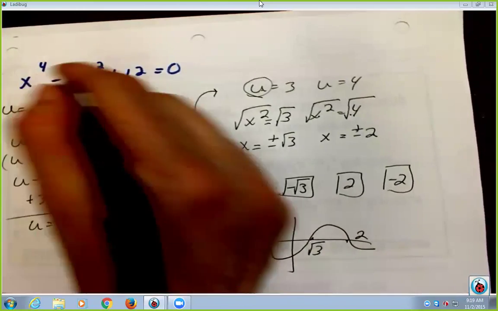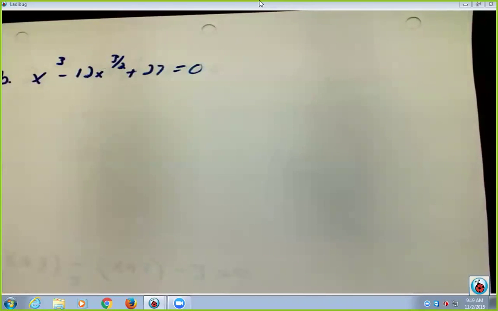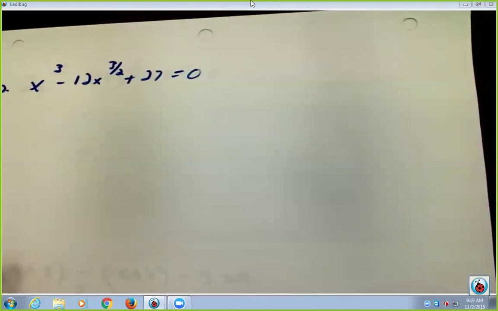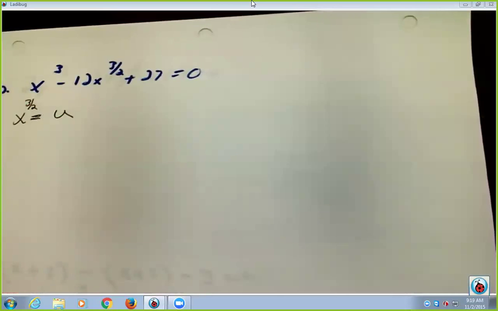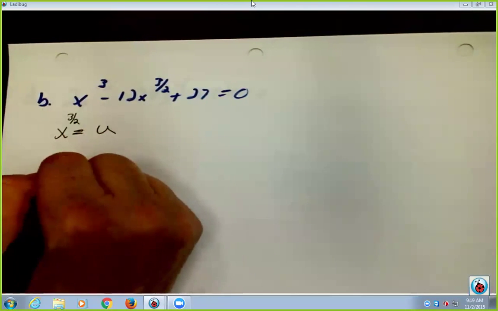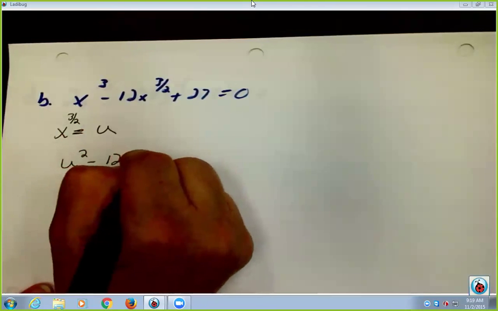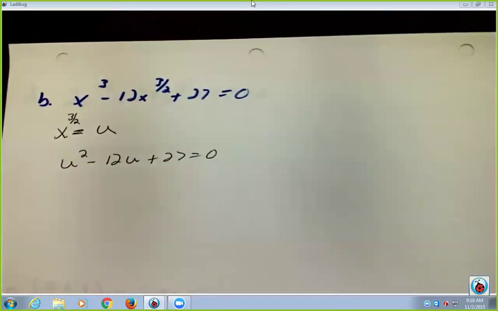So this is type 1, where you have an x squared in the center. Type 2 is where you have a fractional exponent in the center. So this one, I'm going to say x to the 3 halves is equal to u. And what that means is I'm going to replace this with a u squared, minus 12u plus 27 is equal to 0. And again, they're kind enough to make them so they factor.